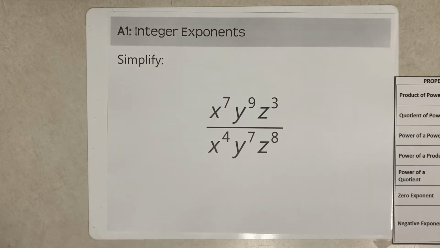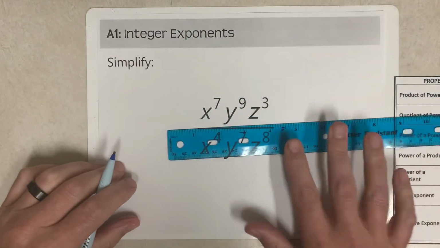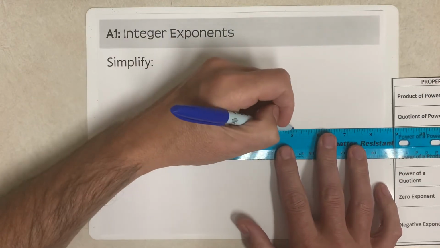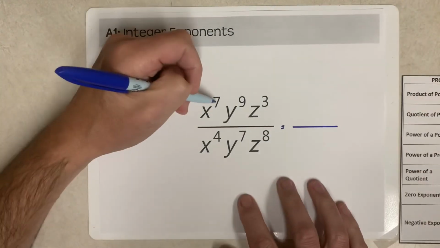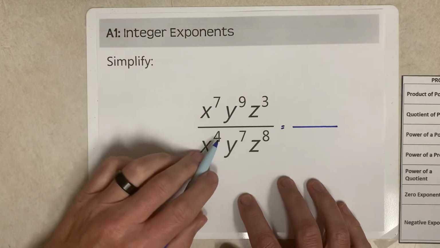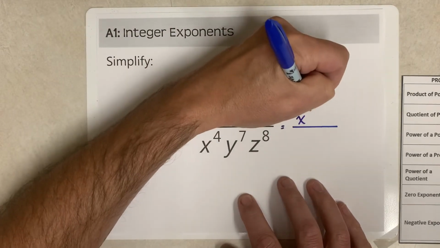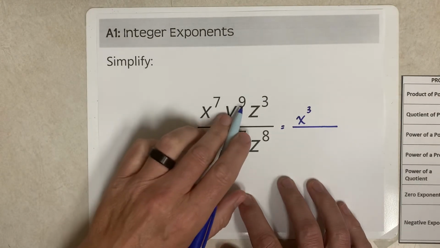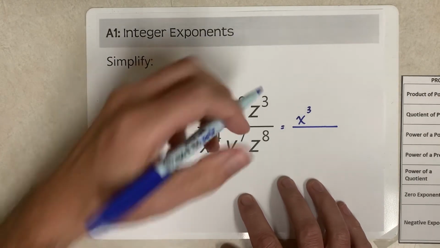Okay, this one, I've got 3 variables, so let's see how this is going to work. Okay, so what I usually do is I deal with each variable individually. All right, so 7 x's here, 4 here. So these 4 are going to cancel with 4 of these and leave 3. Y's, I've got 9 here and 7 here. So these 7 are going to cancel with 7 of these and leave 2.